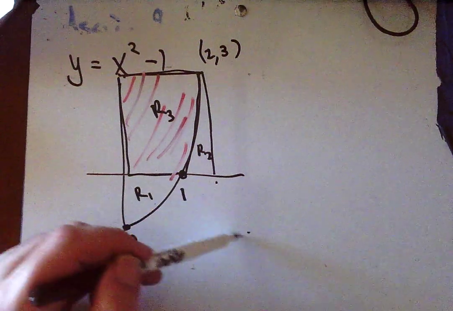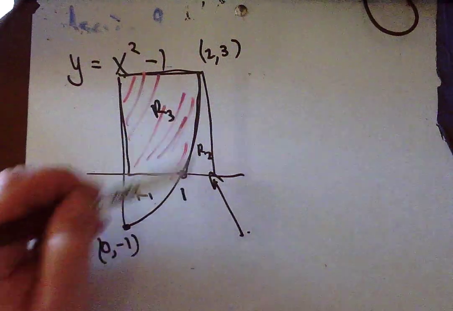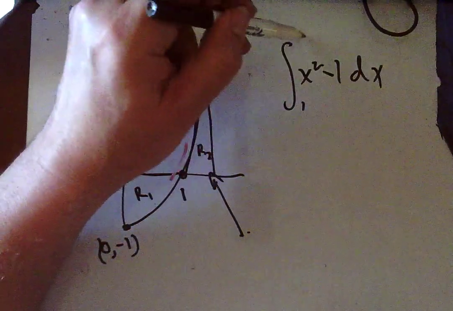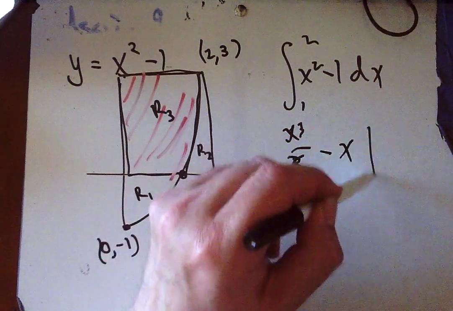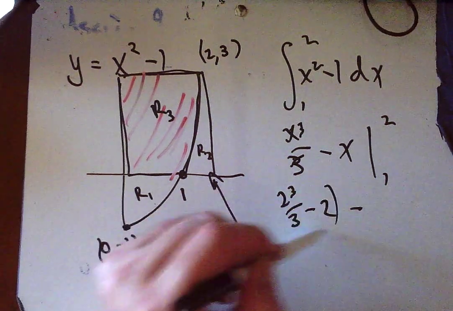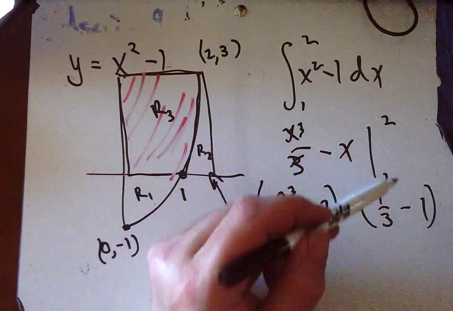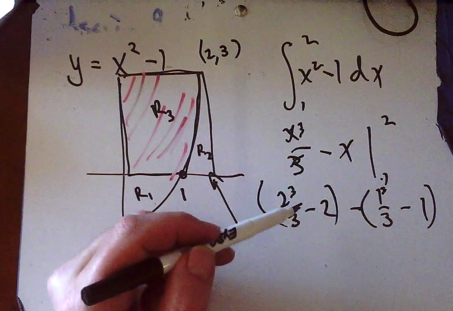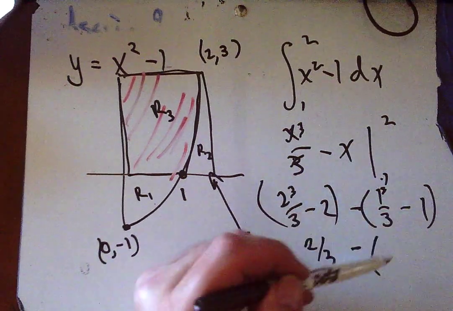All right, well, I actually want to start with R2 because R2 is just the area under this curve. So I'm going to integrate x squared minus 1 dx from 1 to 2. That means I'm going to use the antiderivative, x to the third over 3 minus x, from 1 to 2. 2 to the third over 3 minus 2, minus 1 to the third over 3 minus 1.